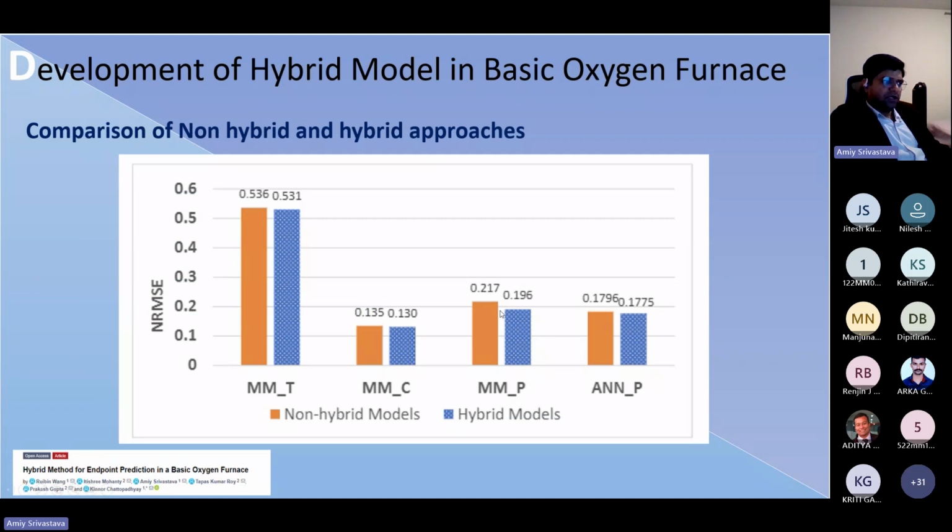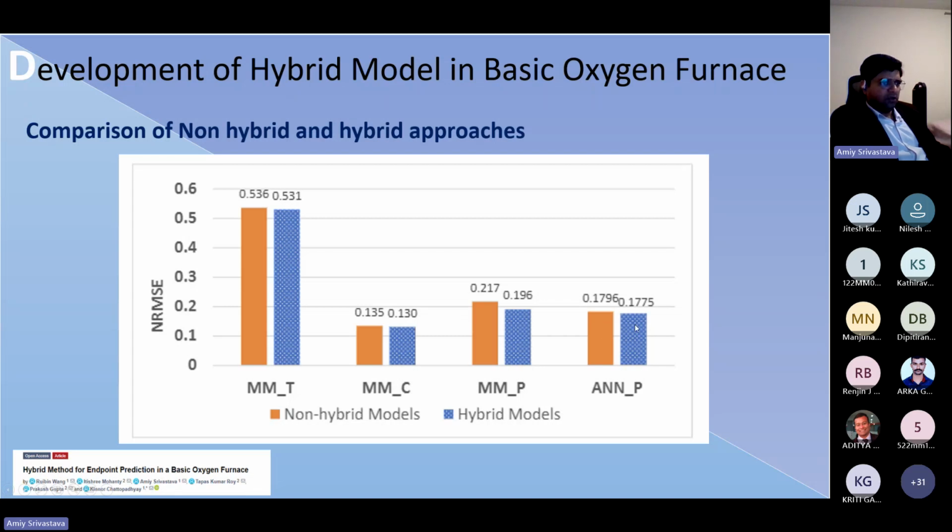And once that hybrid model was ready, we compared the performance of the non-hybrid model, just the machine learning model, and the hybrid model. We saw that there was some improvement when we made the hybrid, in some cases. In the case of phosphorus, the non-hybrid model was better, and that equation we took from our previous study. This is our machine learning model. This is our mechanism model. MM means mechanism model. So for the mechanism model, the non-hybrid model was okay, and for the ANN model also our non-hybrid model was a little bit okay. So that was our idea.